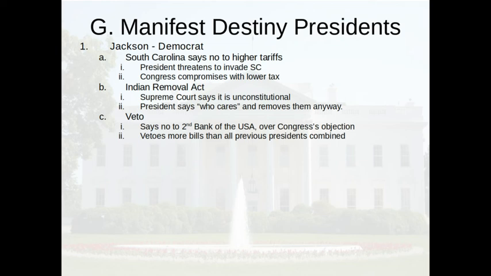The second reason why he was a strong president is he was willing to stand up to those that would break the law. He was willing to stand up to those that break the law.